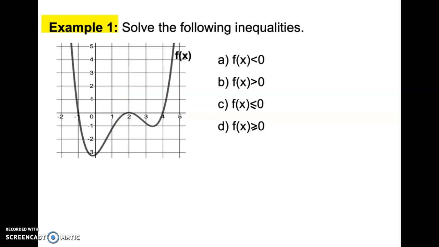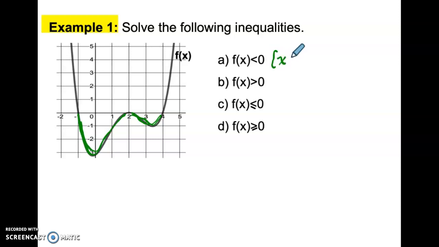So example 1 here, we want to solve the following inequalities. Here we have our graph of f of x. If we wanted to state when is f of x less than 0, what that really means is when is f of x negative. And remember, f of x is the y value. So if we highlight all the areas on our graph where f of x is negative, then it's going to be those intervals that we want to have here for part A.